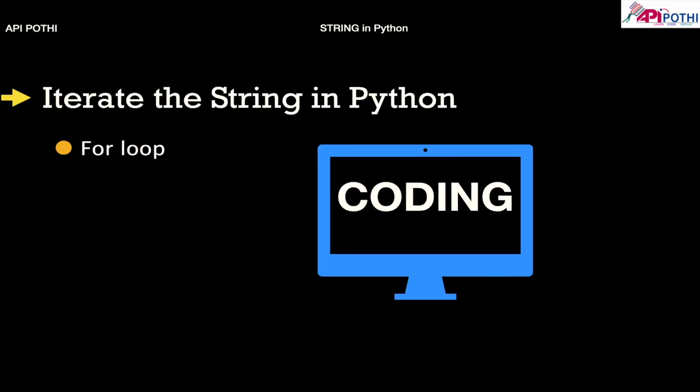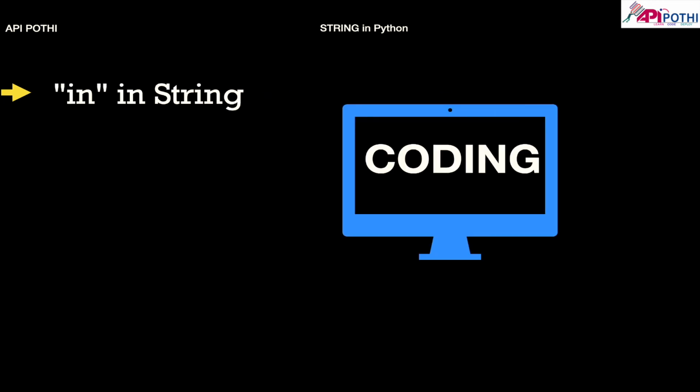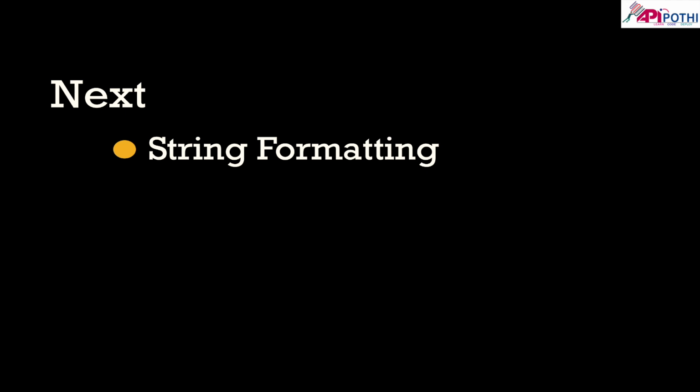Now coming to the PPT, we got to know how to iterate the string in Python using for loop. We got to know how to use the in, or what is the use of in, what is the use of if, what is the use of not.